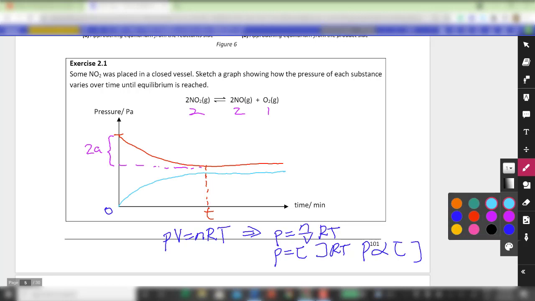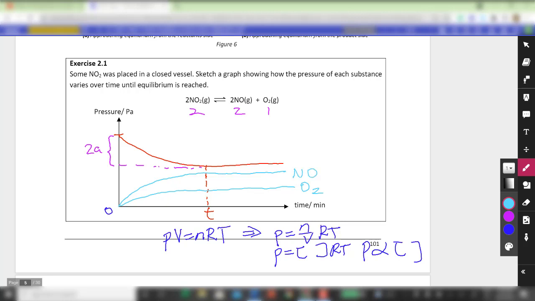So maybe I should draw the oxygen one in first as well. So that's like this. Now we have to label our graph. Remember to label your graph. If you heard your tutors talk about it in the blogs, then you should be labeling your graph very clearly as well. So this is O2, NO, and then NO2. Then we draw the dotted line, and this is 2A, and from here to here this is A. So that's about it.